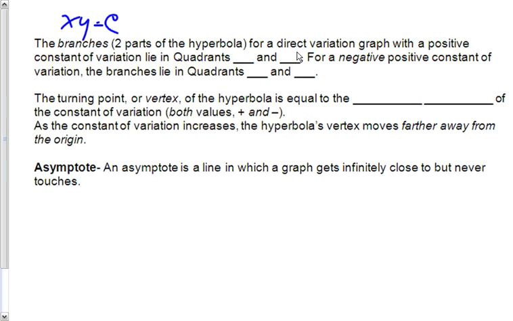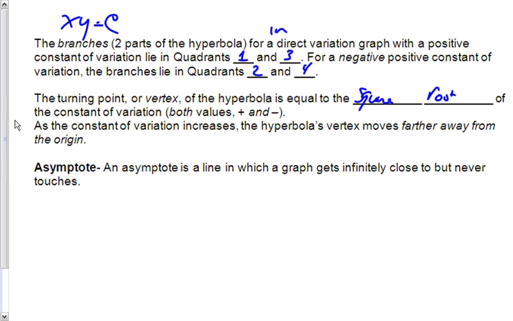So for an indirect variation problem with a positive constant, you need two things you multiply to give a positive number. Well, all the numbers in the first quadrant are positive times positive. In the third quadrant, it's a negative times a negative, right? That gives you a positive. Well, if it's a negative c, it's going to be quadrants 2 and 4, because quadrant 2 is negative x, positive y. Quadrant 4 is positive x, negative y. Okay. The vertex, or the turning point of a hyperbola, is equal to the square root of the constant of variation, okay? Both the positive and negative values of it, right?